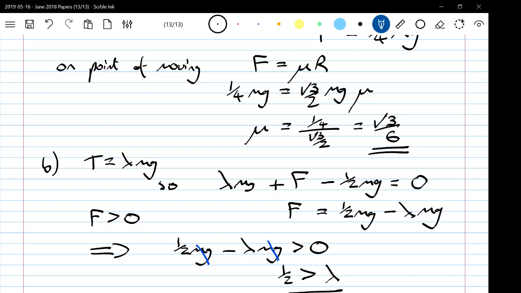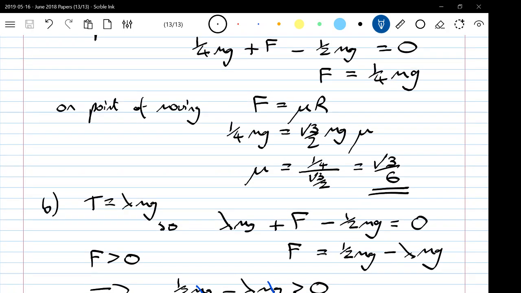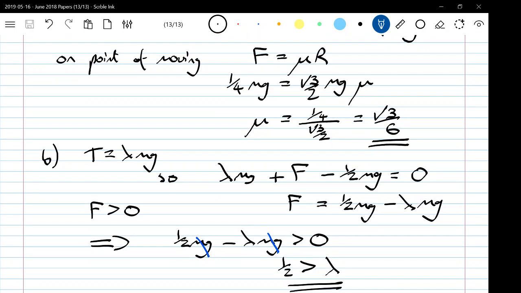And that's the condition that I have for it being on the point of moving down the plane. Lambda has to be less than a half. Now remember, lambda is the ratio of the mass, isn't it? It's what you're multiplying the mass of A by to get the mass of B. And it has to be less than a half for it to move down the plane. That means if it's bigger than a half, then it's going to move in the other direction, isn't it? Okay? So for what we've had to happen, lambda has to be less than a half.